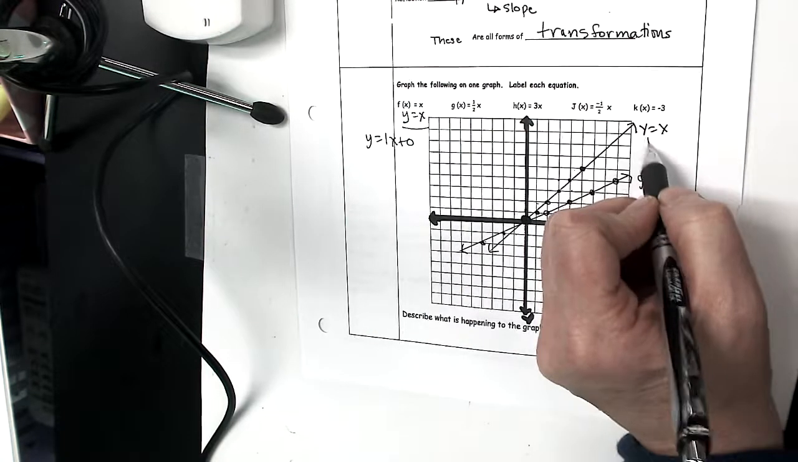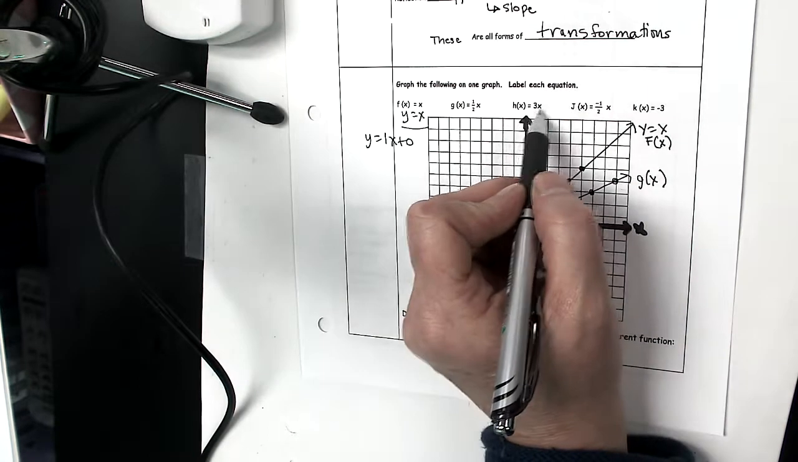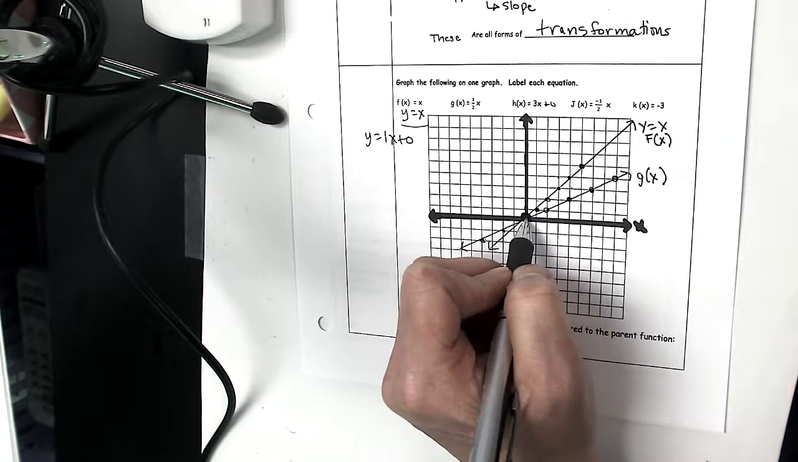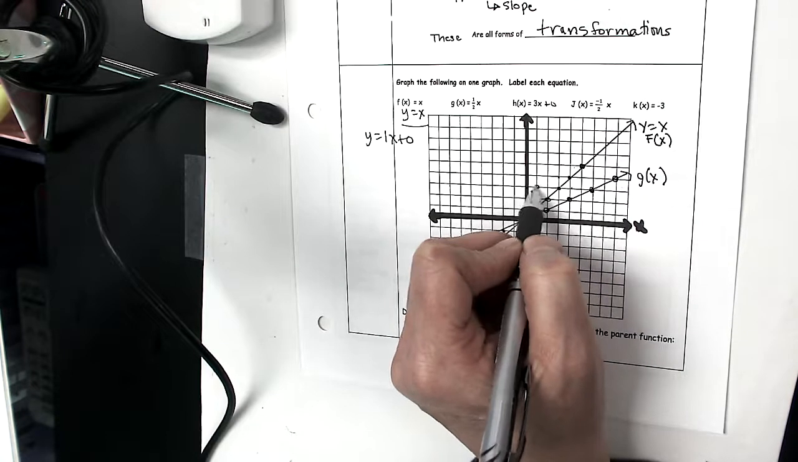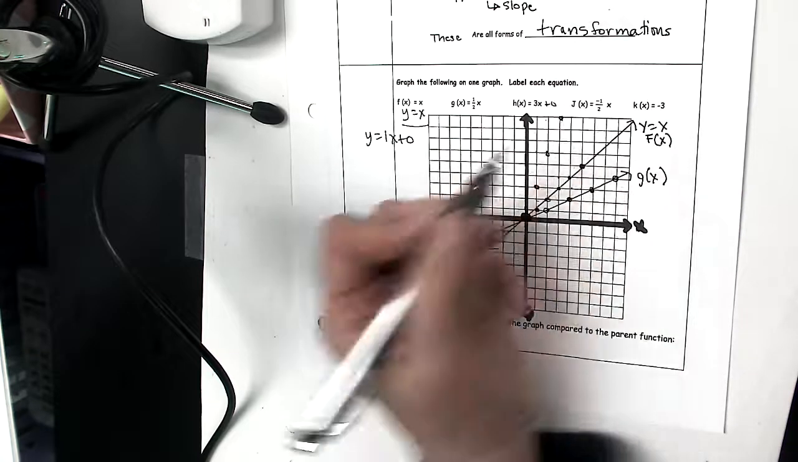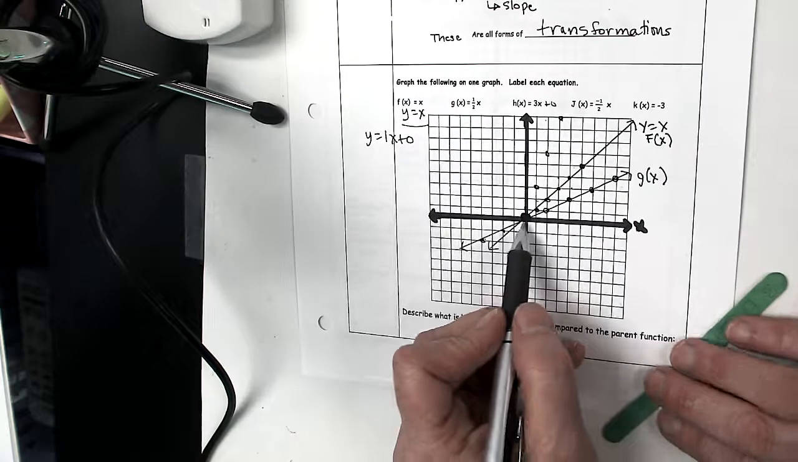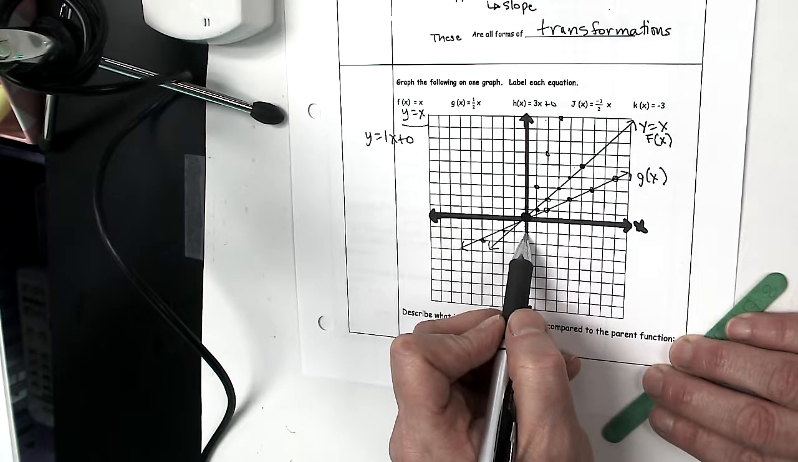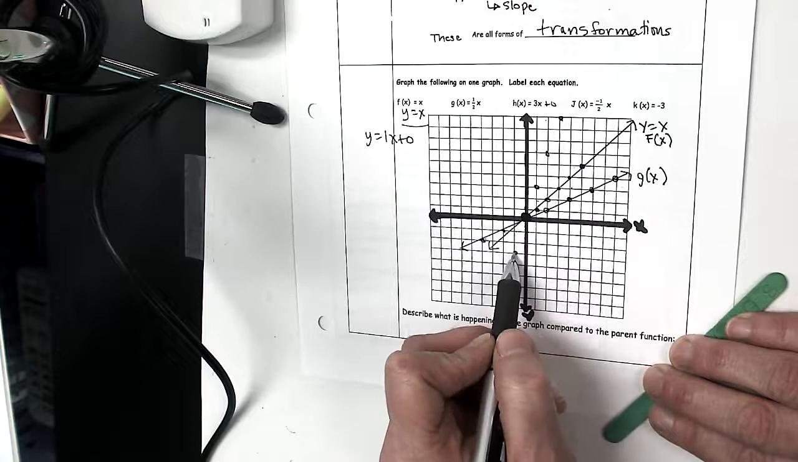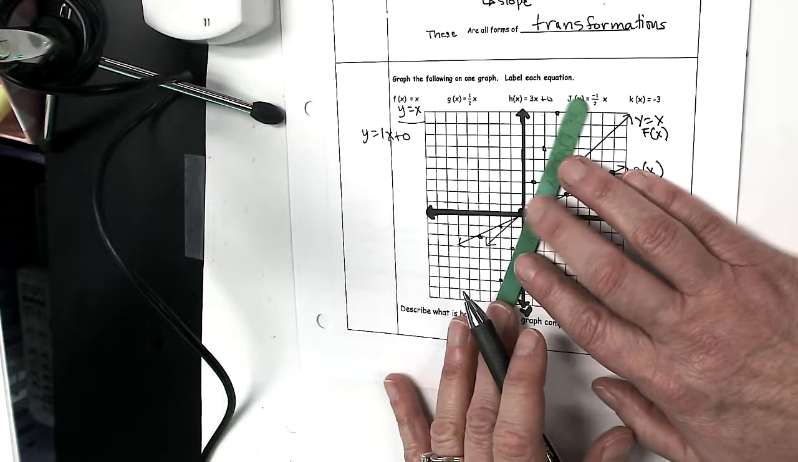Okay, so we're going to start at 0, plus 0 right there. And we're going to go up 3, 1, 2, 3, and over 1. Up 3 and over 1. Let me know if I'm going too fast. And then we're going to go down 3, 1, 2, 3, and backwards to the left. And I'm going to draw my line in. Arrows off the end, and I'm labeling this one h of x, and I'm going to wait for you guys.